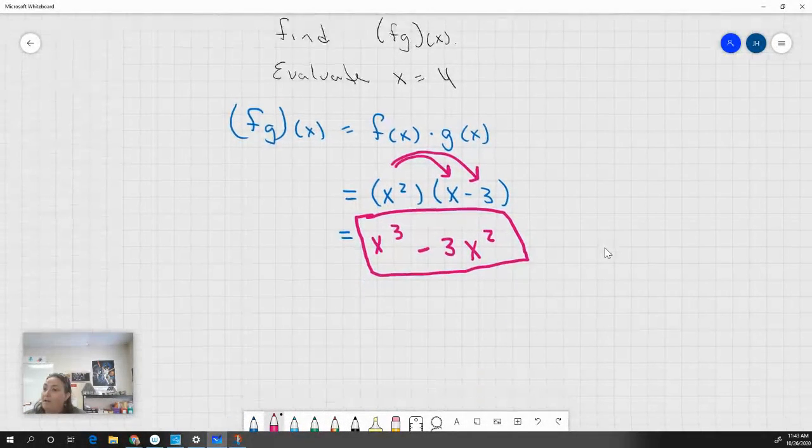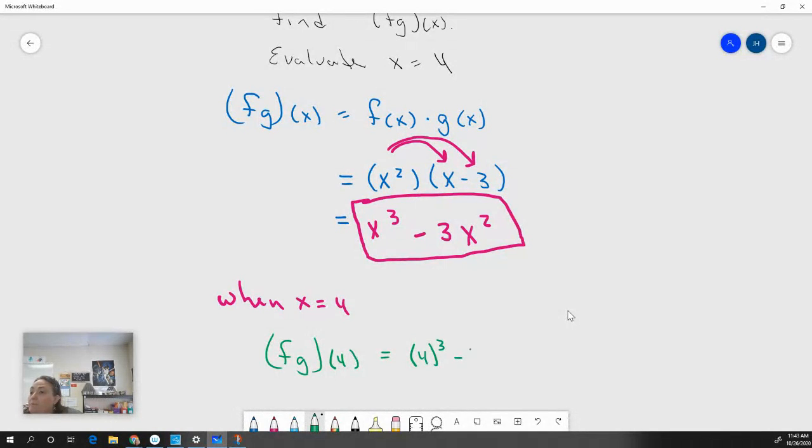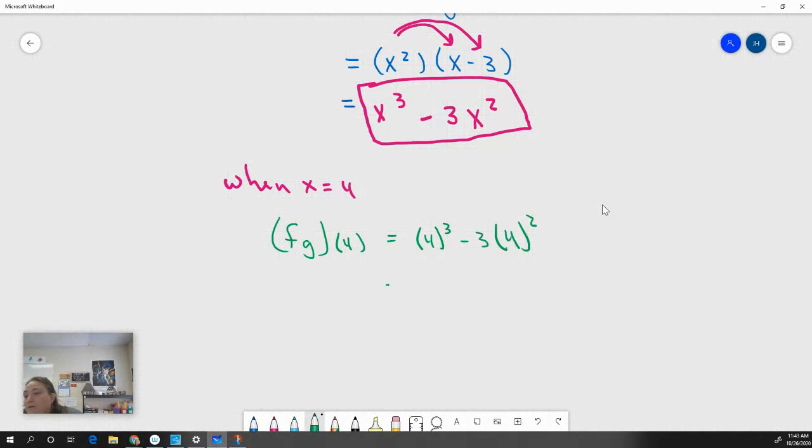What I have to figure out now, though, is evaluate when x equals 4. So when x equals 4, what's going to happen? I'm going to just plug 4 into this function right here. So I would have my f times g of 4, right? That means we're inputting 4 for our variable, equals 4 cubed minus 3 times 4 squared. And we can just go ahead and solve that.